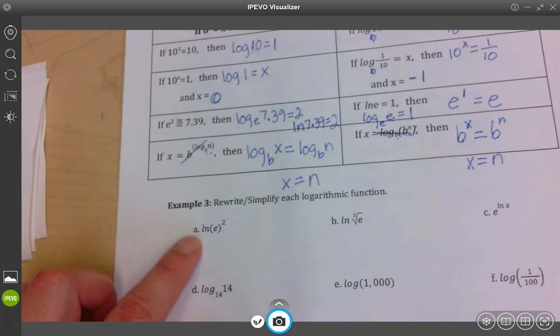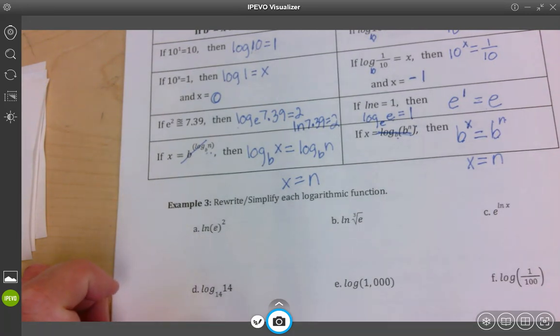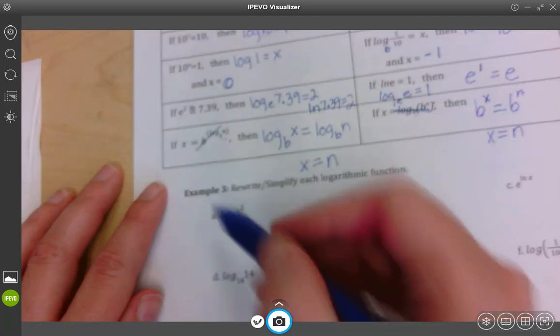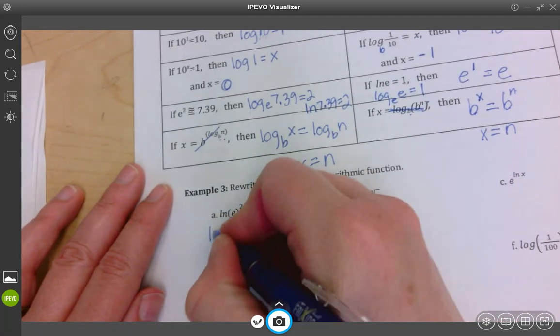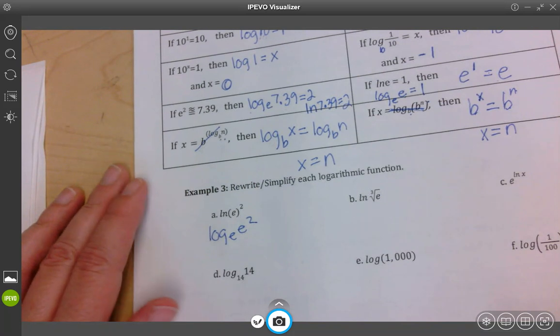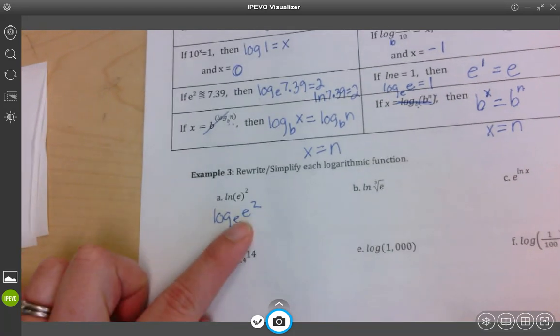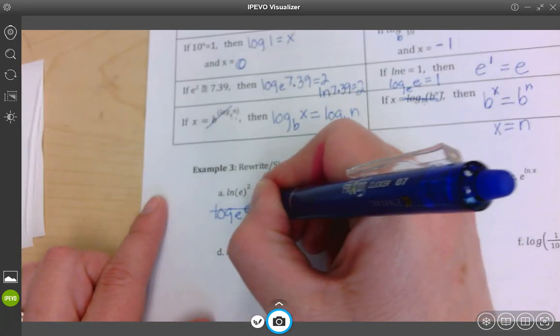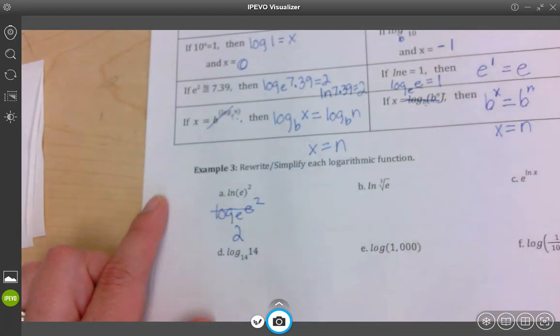What's the base of ln? Not 10. E. The base of ln is e. If it helps, you can rewrite it as log base e of e to the 2. The base of the log matches the base of the exponential, so they cancel, and this simplifies to be 2.